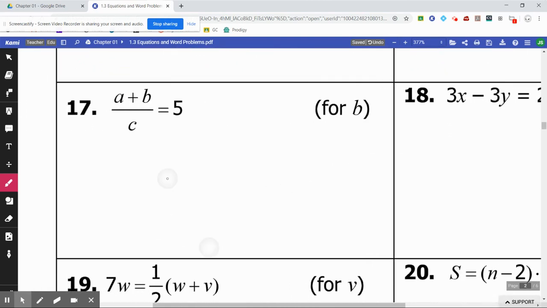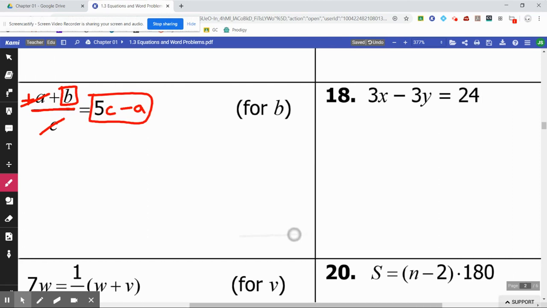Number 17, first thing, look at this. We want to get b by itself. You have this divided by c. So the first thing I do is come over here and multiply by c to get rid of that fraction. Now you can actually solve this pretty easily for b. Since this is a positive a, to move that over, you're going to do minus a. And now b is by itself. B is equal to 5c minus a.